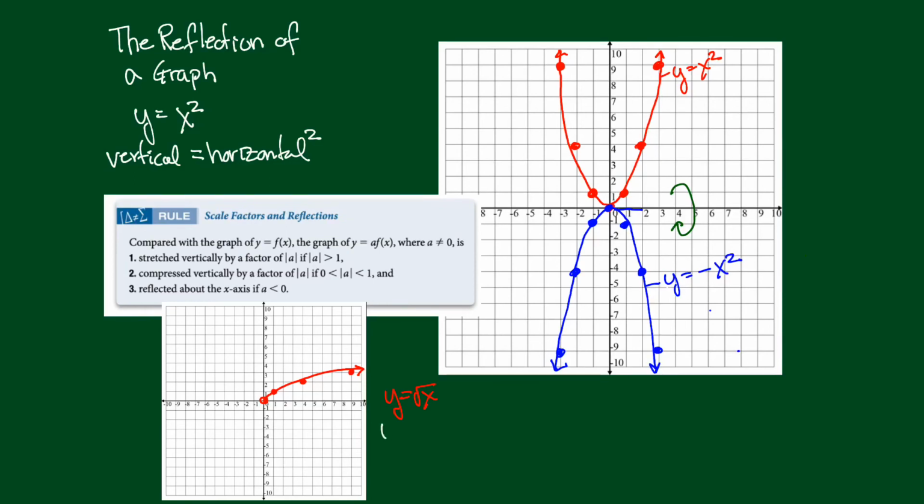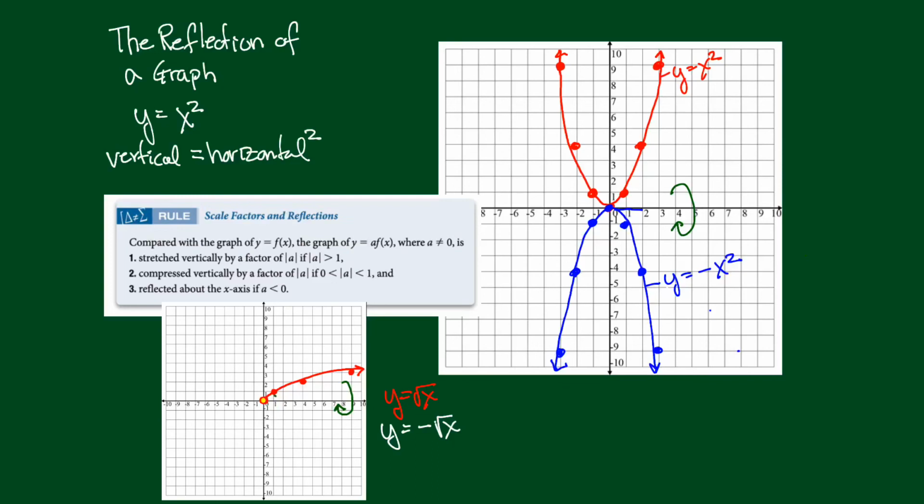And now what do we get if we write it like this? y equals the opposite of the square root of x. Well, what you're going to do here is just take that red curve and reflect it right around the x-axis. So if I do that, maybe you can see that this point here will stay right where it is. But if I take this point and go around the x-axis, I'm going to end up right here.